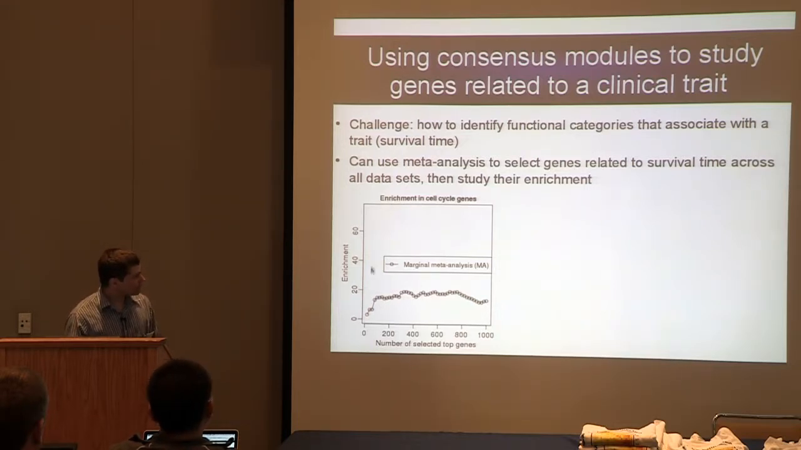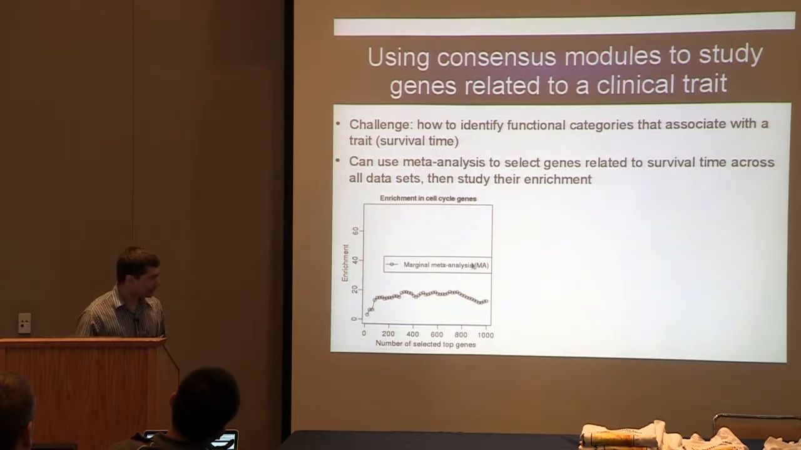And so what happens is, when you do that, in this graph, I'm showing dependence of the enrichment score, which is just minus the logarithm of the p-value, as you increase the number of selected top genes by meta-analysis. Just leave out the marginal.